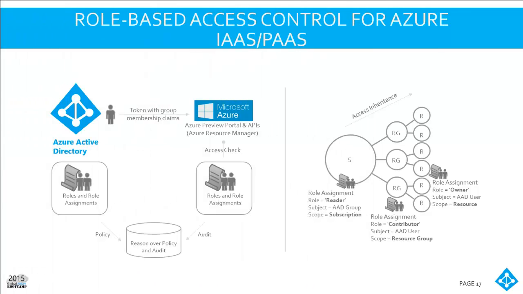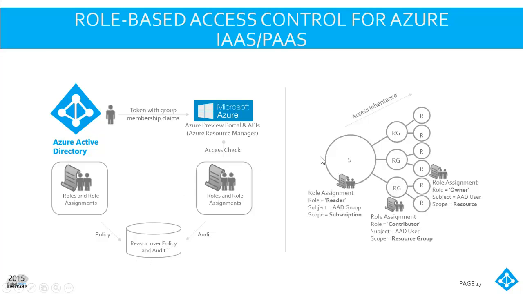How does this work, how does the role-based access control for Azure work today? As we already said, the authentication and authorization always goes through the Azure Active Directory. This Azure Active Directory delivers a token with some claims to the Azure Resource Manager. It's the portal or the APIs. Then when this person wants to perform some actions, everything is being evaluated against the special rule engine that checks whether this person has the necessary roles.